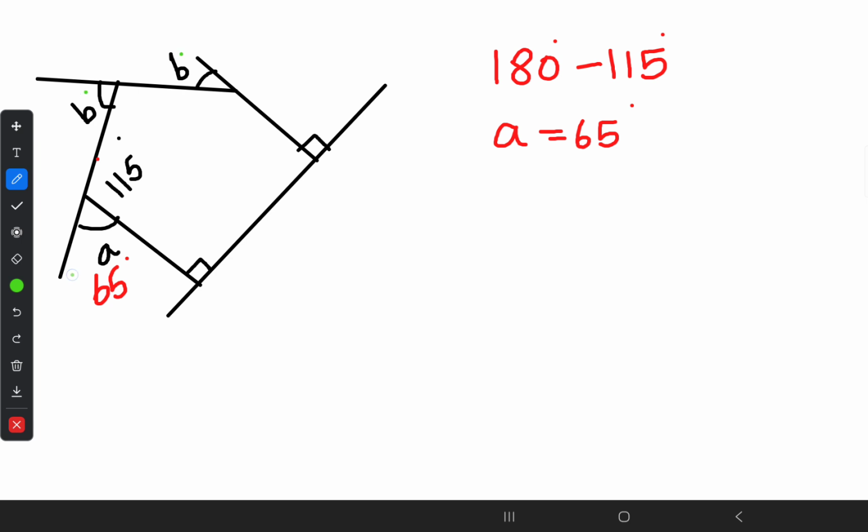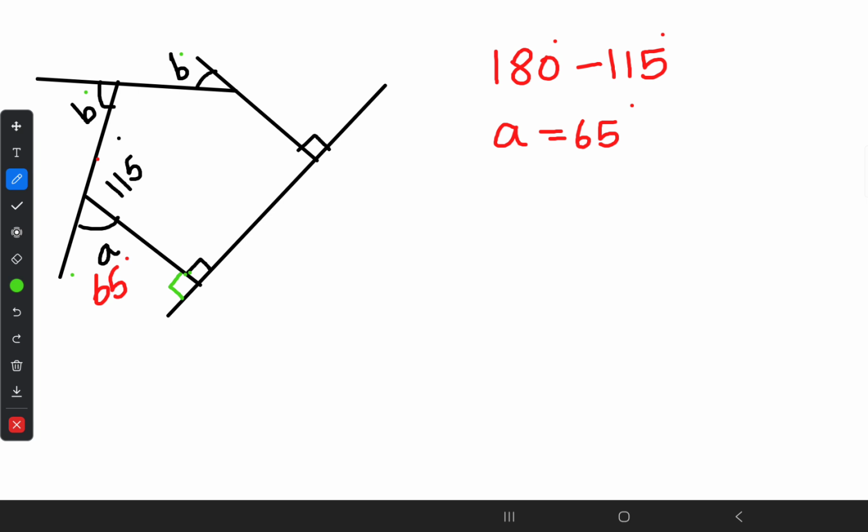B here is 65. This is not an exterior angle, this is an interior angle. If the interior angle is 90, its corresponding exterior angle would also be 90. Carefully look at this. This is the exterior angle, but this 90 is not the exterior one. This is interior. By using that, you should find the exterior angle. That also would be 90.